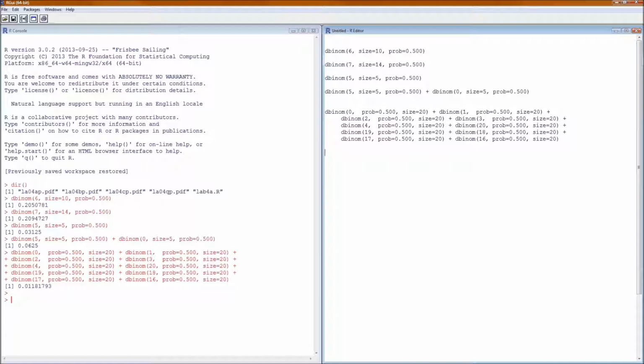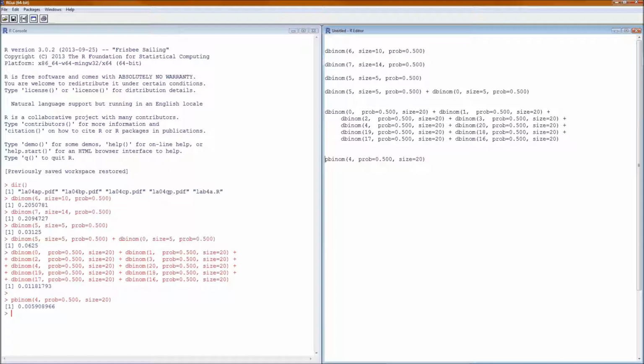Now we actually can simplify that. The d binomial is for calculating the probability that the random variable is equal to a specified value. p binomial is the probability that the random variable is less than or equal to a specific value. So pbinom of 4, comma, prob equals 0.5, comma, size equals 20. That line is the probability that I get 0, 1, 2, 3, or 4 heads from 20 flips of a fair coin.